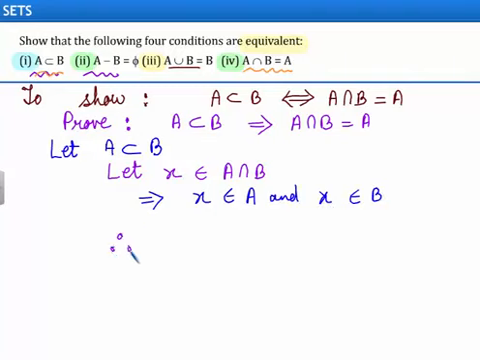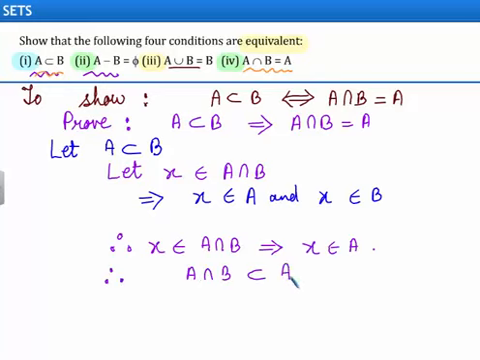Therefore, we can say that X belongs to A intersection B implies that X belongs to A. Therefore, A intersection B is a subset of the set A. Let us name this as 9.